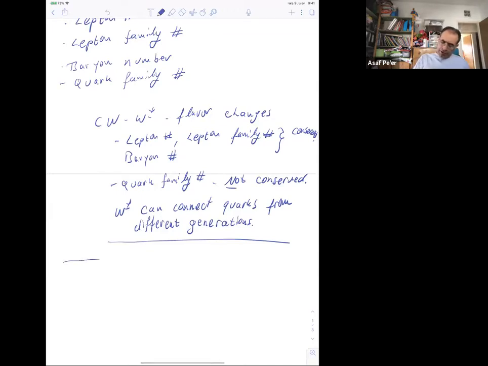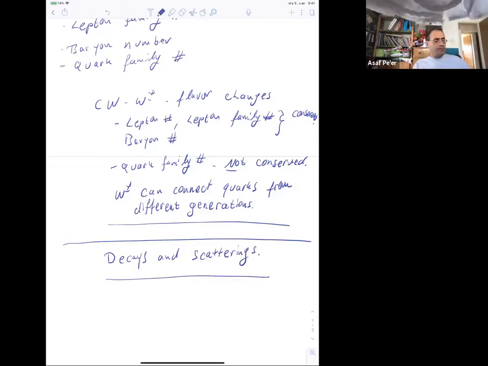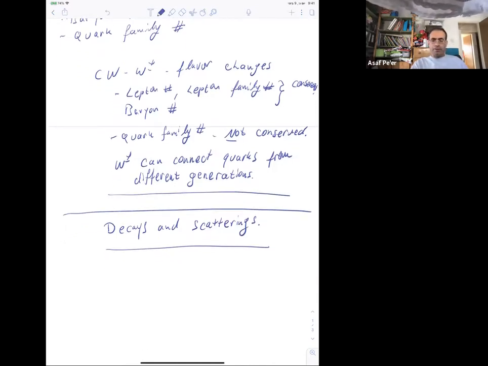Okay, if there are no questions, then today we're going to begin the next subject, which is decays and scatterings. So as we already discussed, most experimental data that we have about particles originate from three types of measurements that can be done, right? So the first is looking at the bound states. You know, the proton is a bound state, the neutron is a bound state, right? So what we can measure is the spectrum and the quantum numbers of the bound states.